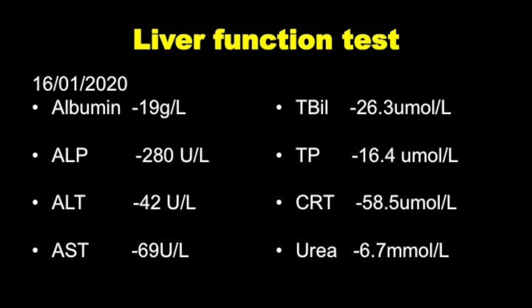So the ALP was high, the ALT was also slightly high. So in short, the liver function test showed that there was injury to the liver, which we were not sure what the cause was. Because as you remember, all the hepatitis parameters were actually negative.